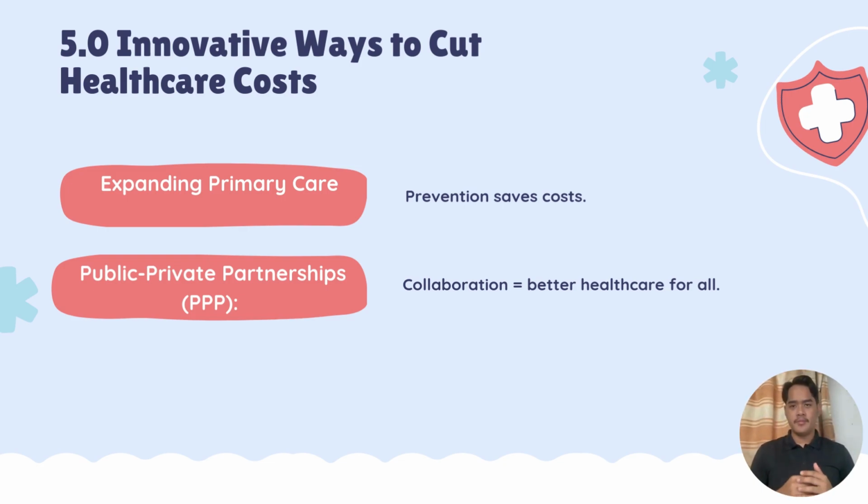For public-private partnerships, imagine governments teaming up with private companies. Together, they can do amazing things: build a hospital, expand telehealth, and fund community health programs. By working together, they make healthcare more efficient and accessible, even in rural areas where resources are really limited. So collaboration equals better healthcare for everyone.